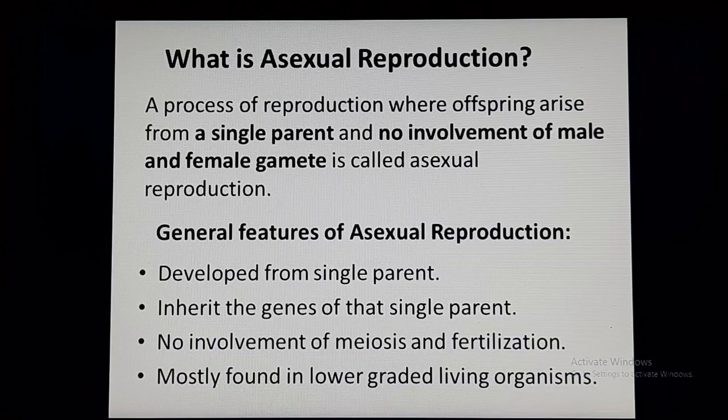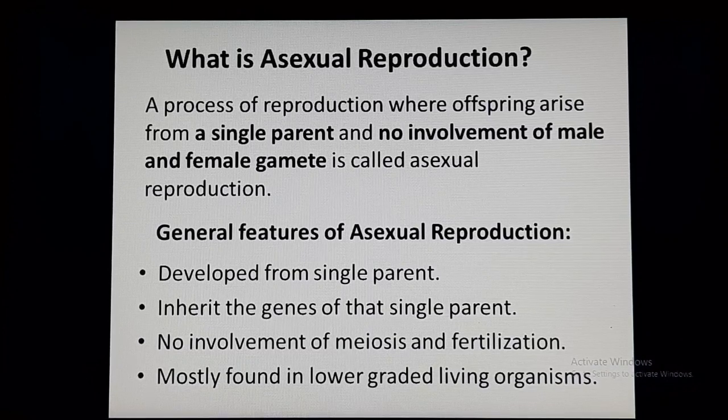General features of asexual reproduction: offspring develop from a single parent and inherit the genes of that single parent. It's obvious that it develops from a single parent, so it has the exact copy of that parent. It does not have any mutant genes or morphologically changed genes of its own. They have the exact copy of that single parent.